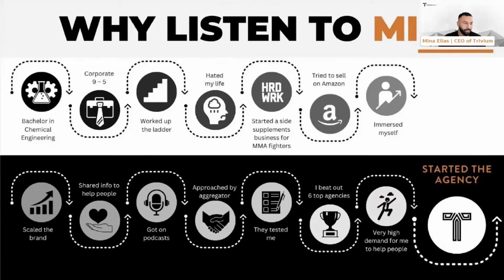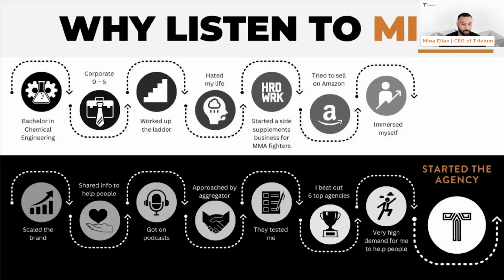Why listen to me? This is basically a 1-minute version of my story. I started as a chemical engineer, got my bachelor's and master's, worked corporate 9 to 5, worked up the corporate ladder. At my peak, I was managing $12 million in projects. Hated my life. I decided to start MMA Nutrition, which is a supplement brand for my passion for supplements. I got it on Amazon, became fully obsessed because it was my way out of the rat race. I was able to scale the brand to 7 figures, shared everything.